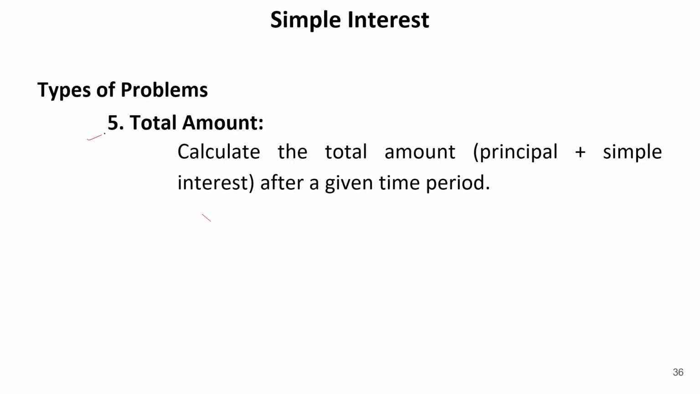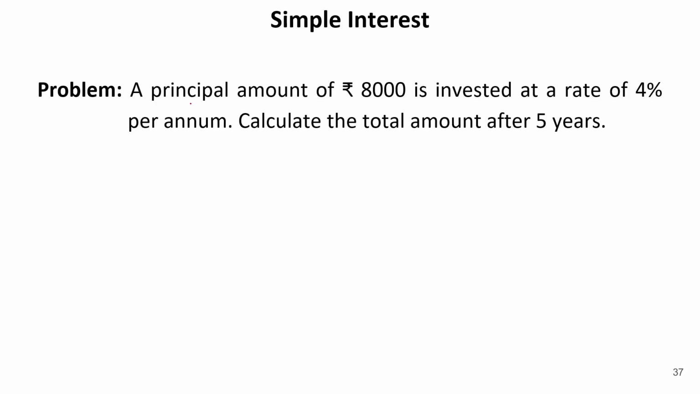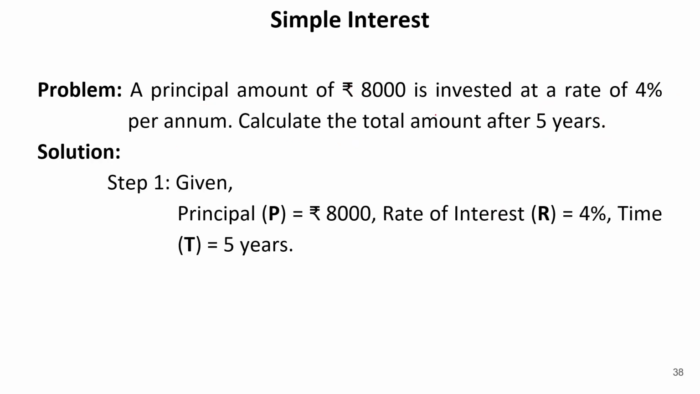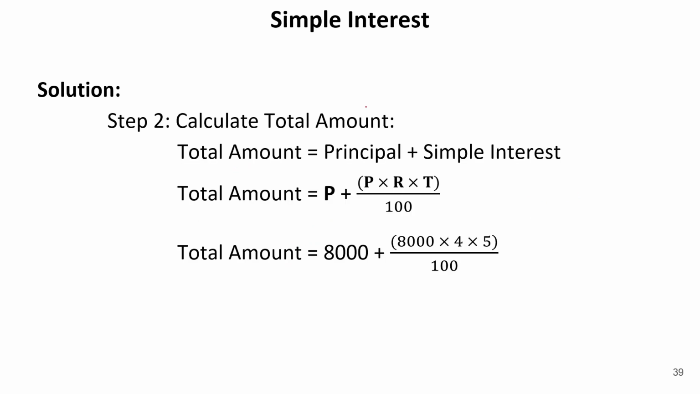So let's see the fifth kind of problem, that is, calculate the total amount, that is principal amount plus simple interest, after a given time period. So a principal amount of 8,000 is invested at a rate of 4% per annum. So calculate the total amount after 5 years. So given principal amount is 8,000, rate of interest is equal to 4%, and time period T is equal to 5 years. So calculate the total amount.